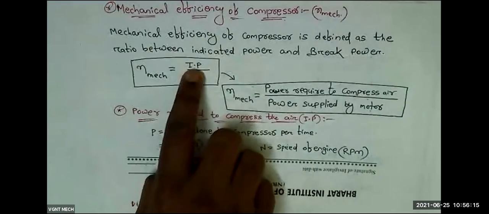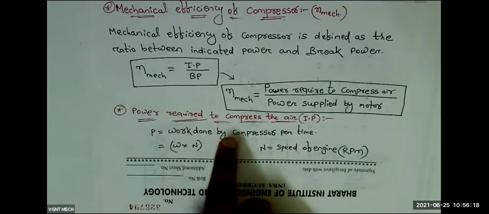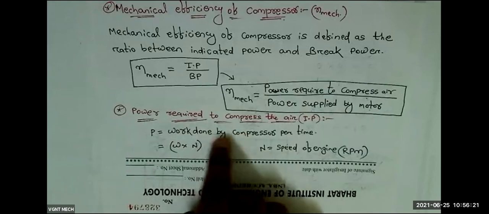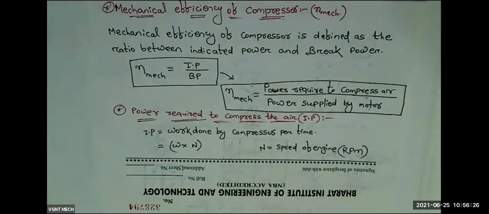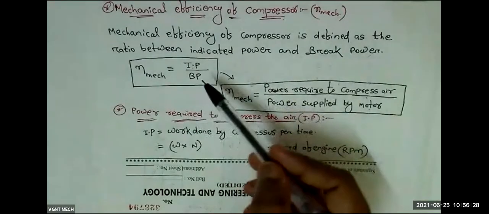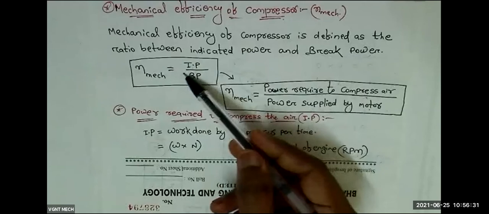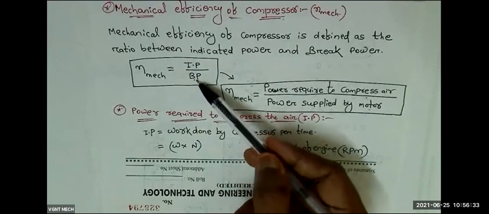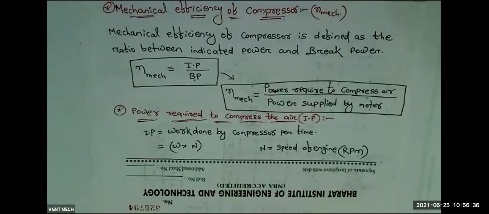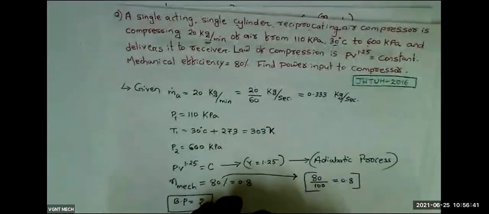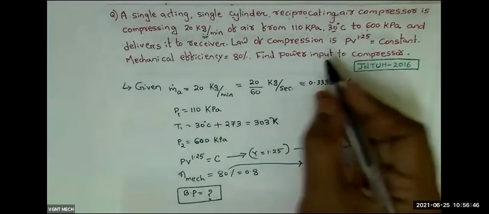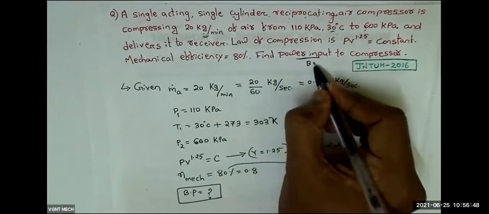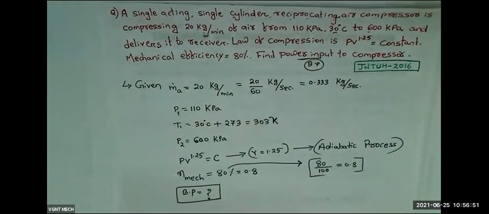And how do we calculate the indicated power? From the work done formula. Normally in the question paper, they will either mention the brake power value directly, or ask you to calculate it. For example, in the question we solved here, they asked us to calculate the power input to the compressor. So the power input to the compressor is nothing but brake power.